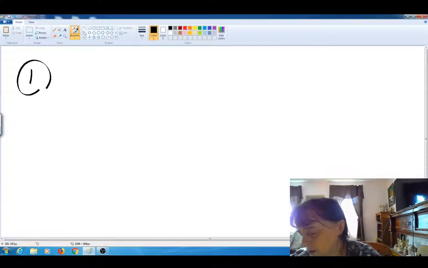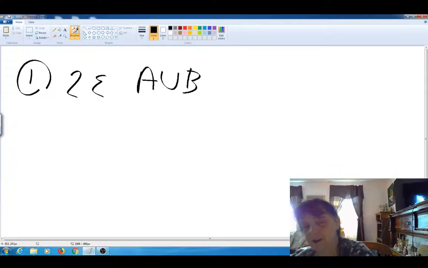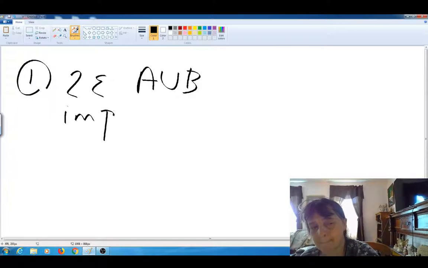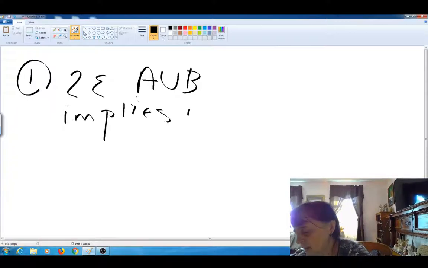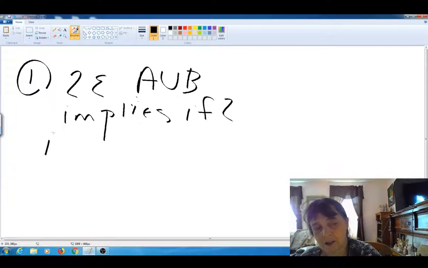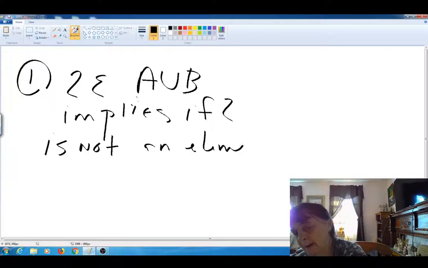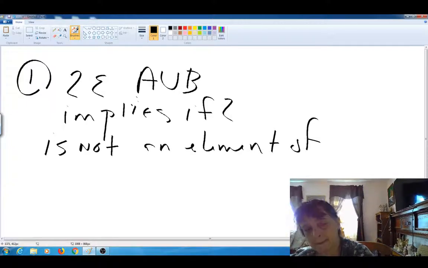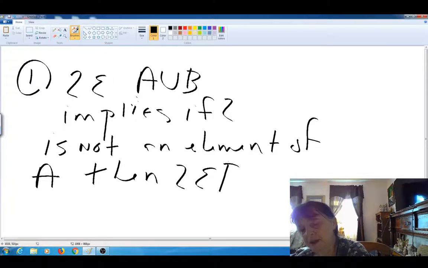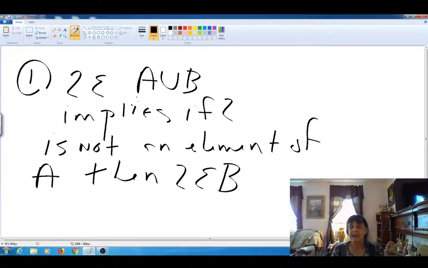Number 1. 2 is an element of A union B implies if 2 is not an element of A, then 2 is an element of B. So if 2 is in A union B, then if 2 is not in A, then 2 has to be in B. This is true.